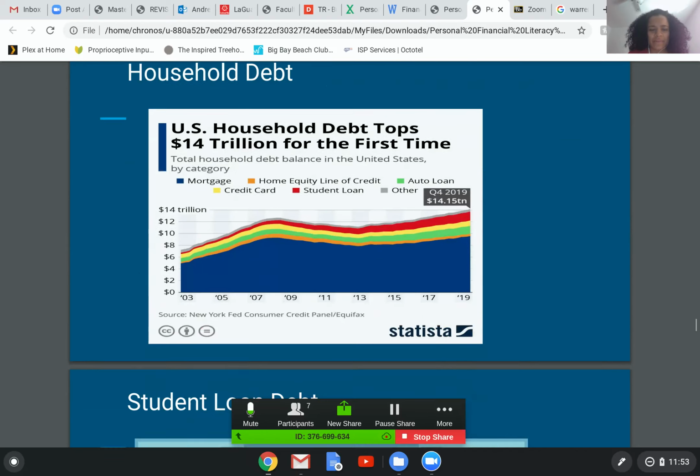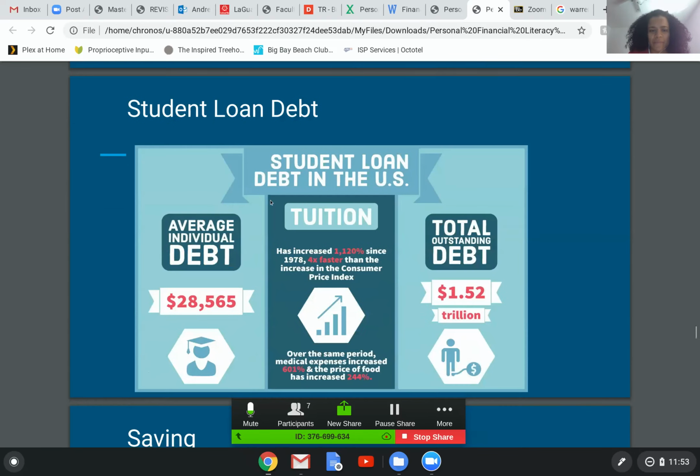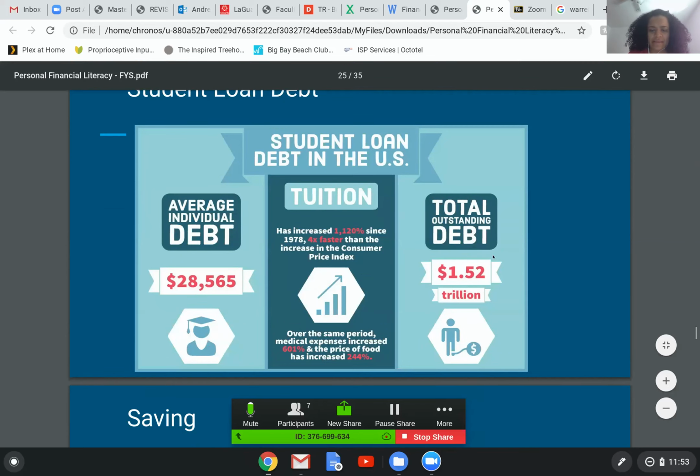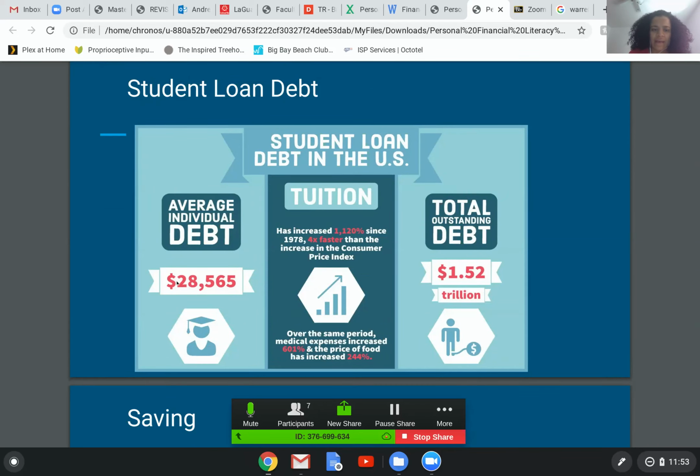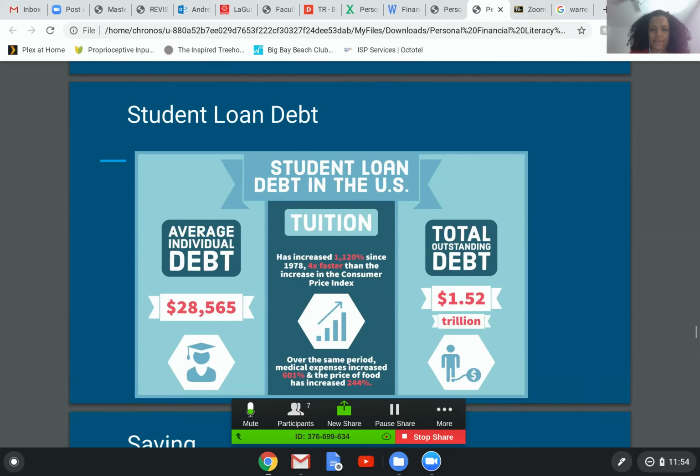Let me see if I can find it. Yeah, this is just for individuals, but here's the total amount. It's 1.5 trillion. And the average debt per individual, I know you guys are probably not at these levels because most of the LaGuardia students end up graduating debt-free.